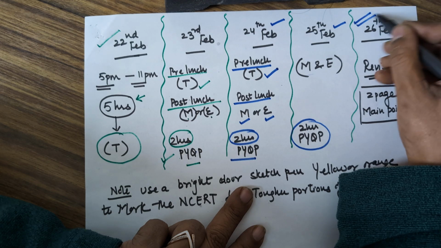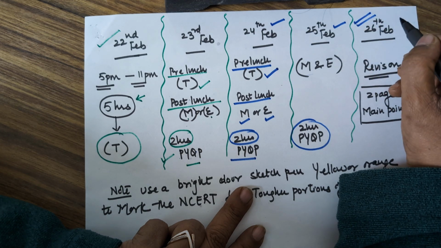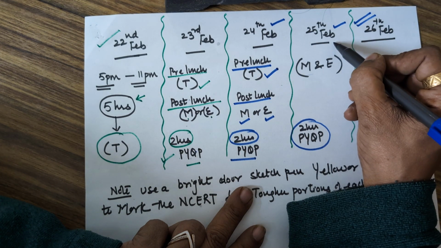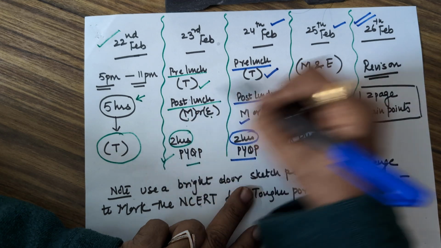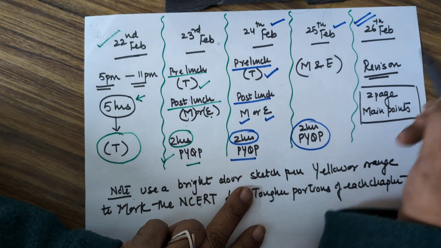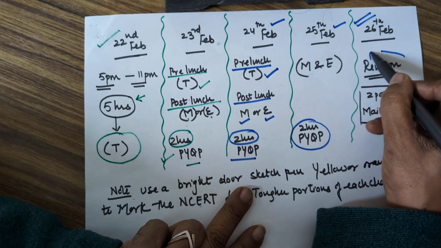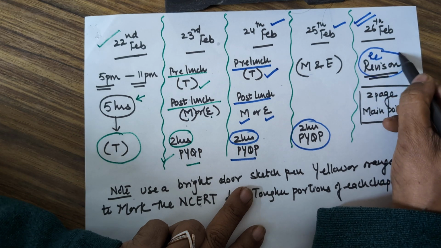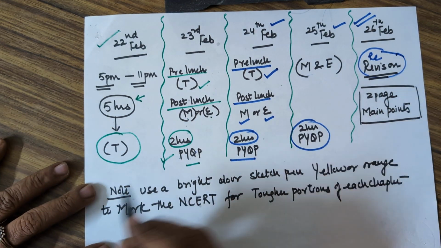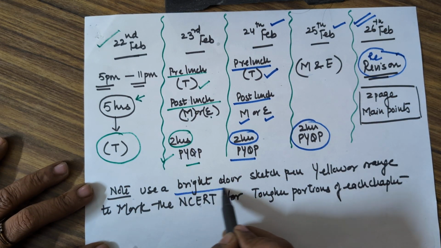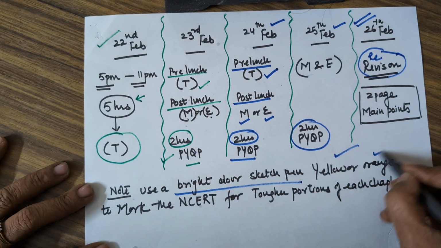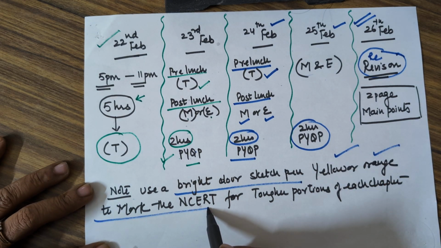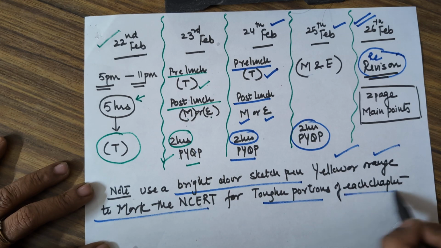लास्ट डे बिफोर द एग्जाम इज योर 26th February. अब तक सिलेबस कंप्लीट हो चुका होना चाहिए. वन टाइम थरो सिलेबस कंप्लीशन शुड हैव बीन डन. यू शुड बी लेफ्ट ओनली विद अ रिविजन. ऑल्सो इंपॉर्टेंट पॉइंट इज, प्लीज यूज अ ब्राइट कलर्ड स्केच पेन, येलो या फिर ऑरेंज, to mark the NCERT for tougher portions of each chapter.